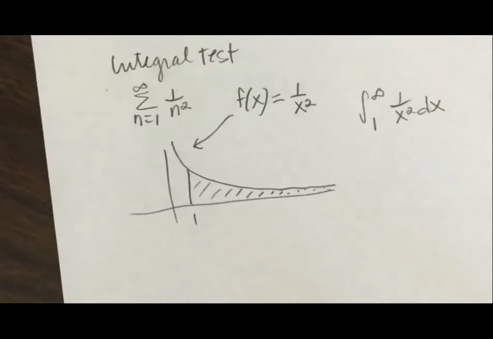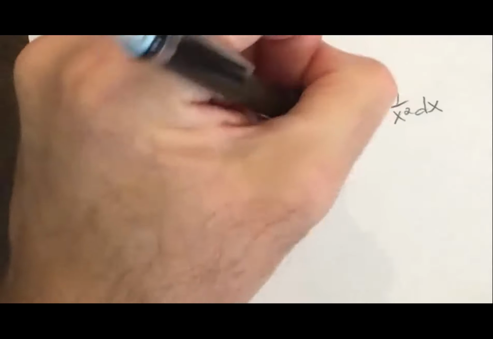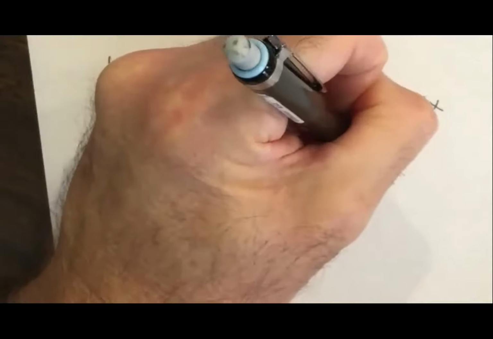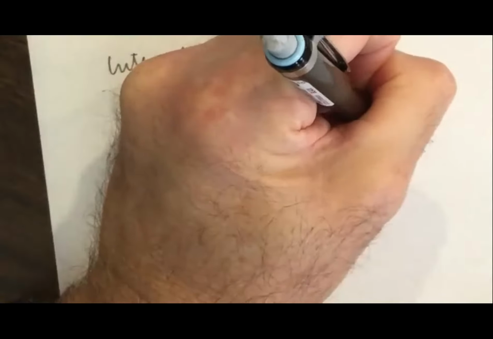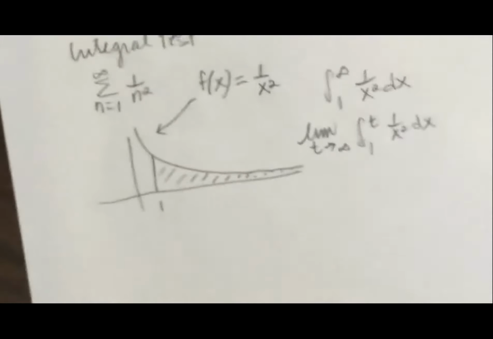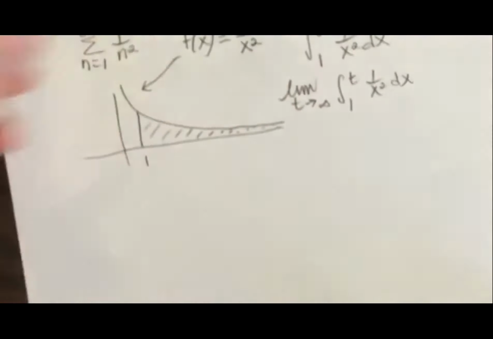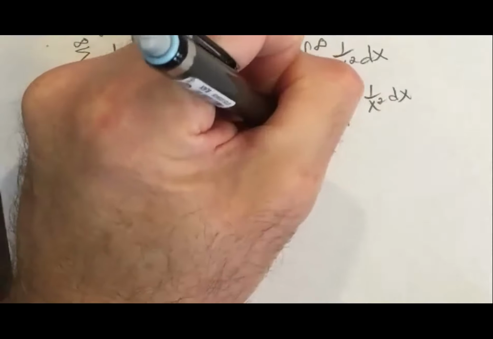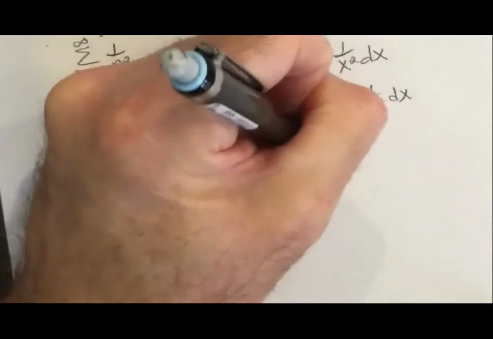Good review for the final now. This is stuff you should be able to do, integrals, even ones with infinity for limits. So we write the limit as t goes to infinity of the integral from 1 to t of 1 over x squared dx. And then we find what that is. If it's x squared, I think we can anti-differentiate using the power rule.